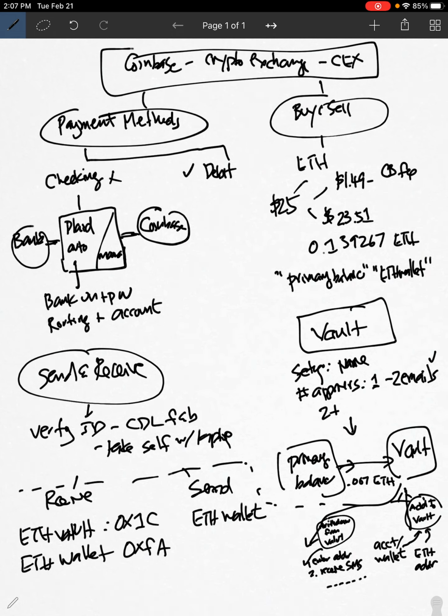So in a nutshell, Coinbase is a crypto exchange that allows you to pay to buy a cryptocurrency such as Bitcoin, Ethereum, and so forth. And once you buy it, you can store that into a vault, or you can just let it stay in your primary balance ETH wallet account. Either way, you can send or receive ETH and Bitcoin. So this is a quick talk of Coinbase.